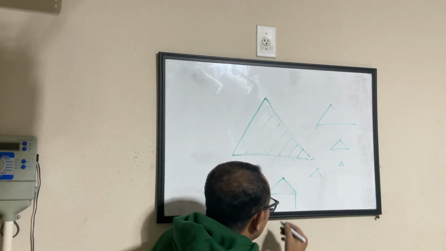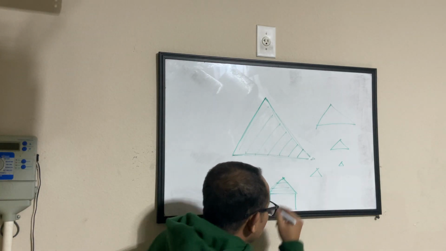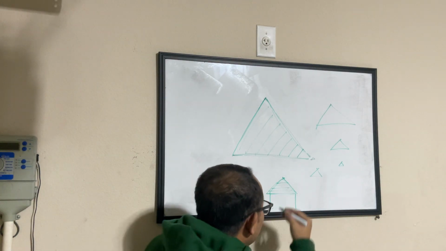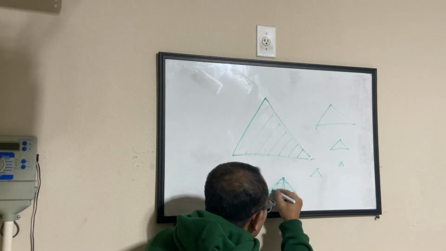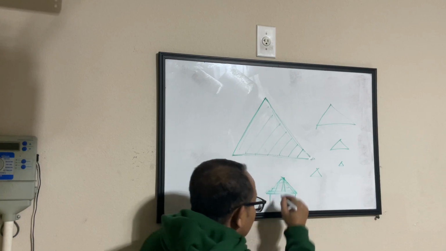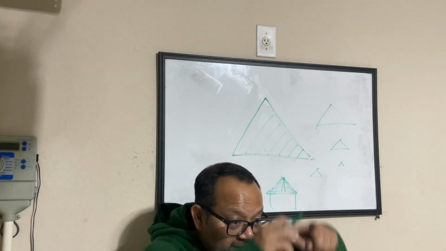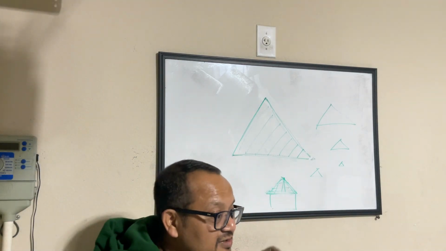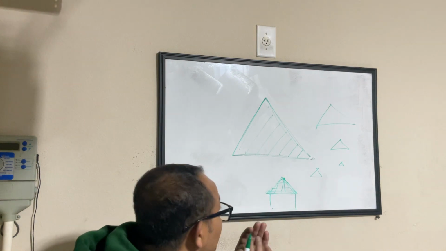So based on what you have learned, this is the area. How do you relate that practically? If you have to cover this with a glass, you will know the size of the glass that you would need for this window. That is your area. The size of the glass that you would need for that window, that is the area, right? So that is how we relate.